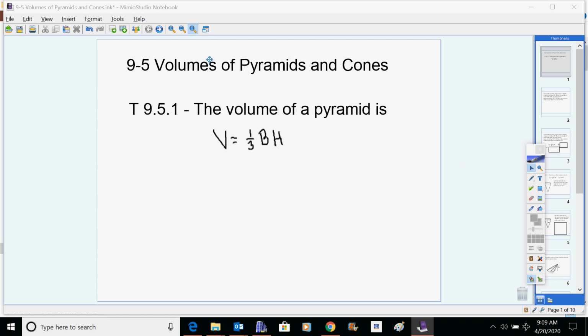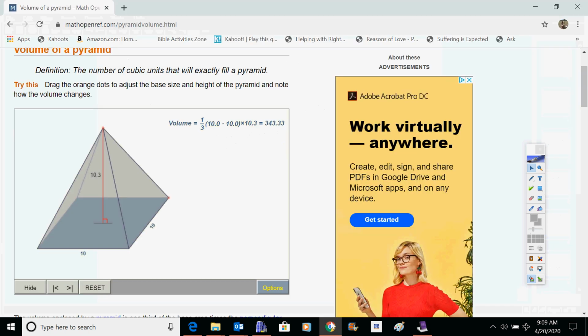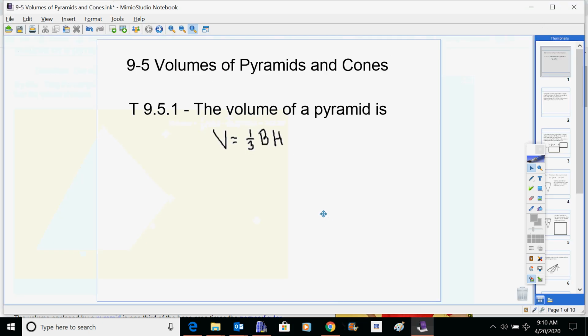Okay, so volumes of pyramids and cones. And if you remember what a pyramid looks like, I have a nice little graphic of a pyramid here, which will be helpful. Our pyramid can have a square on the bottom, or it can have any other shape, and then it has triangles going up the side, if you'll remember. And there's a formula that we need to discuss regarding pyramids, and it's the volume of the pyramid.